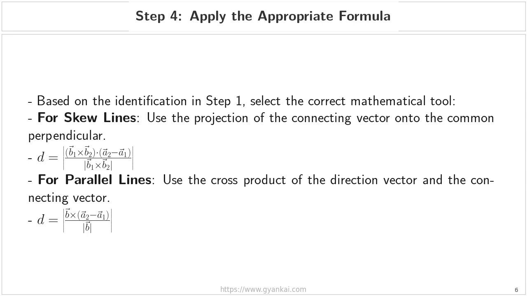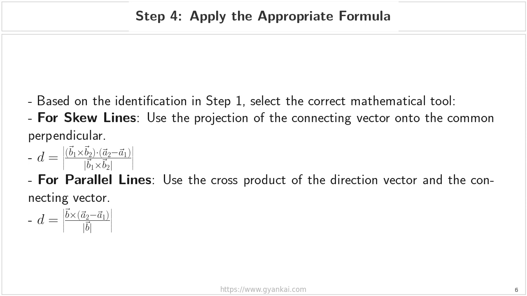On the other hand, if you identified the lines as parallel, you must use a different approach involving the cross product of the direction vector and our connecting vector. For this case, the distance, d, is equal to the absolute value of the cross product of b and the vector a sub 2 minus a sub 1, all divided by the magnitude of b. Keep these two formulas distinct in your mind, as choosing the wrong one will lead to significant errors in your final calculation.